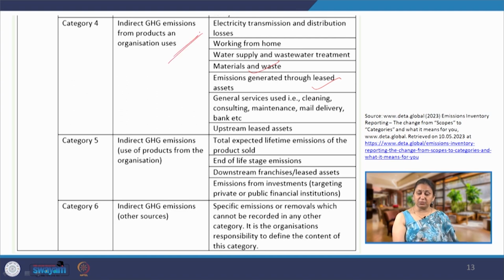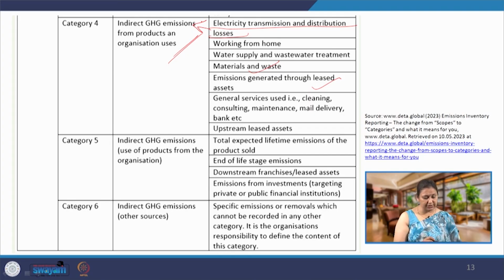So, this is what we are covering as part of category 4, and the electricity T&D losses, the transmission and distribution losses, are put into this category 4. So, the emissions resulting from direct production will go into scope 2, category 2, while the T&D losses will go into category 4, scope 3.